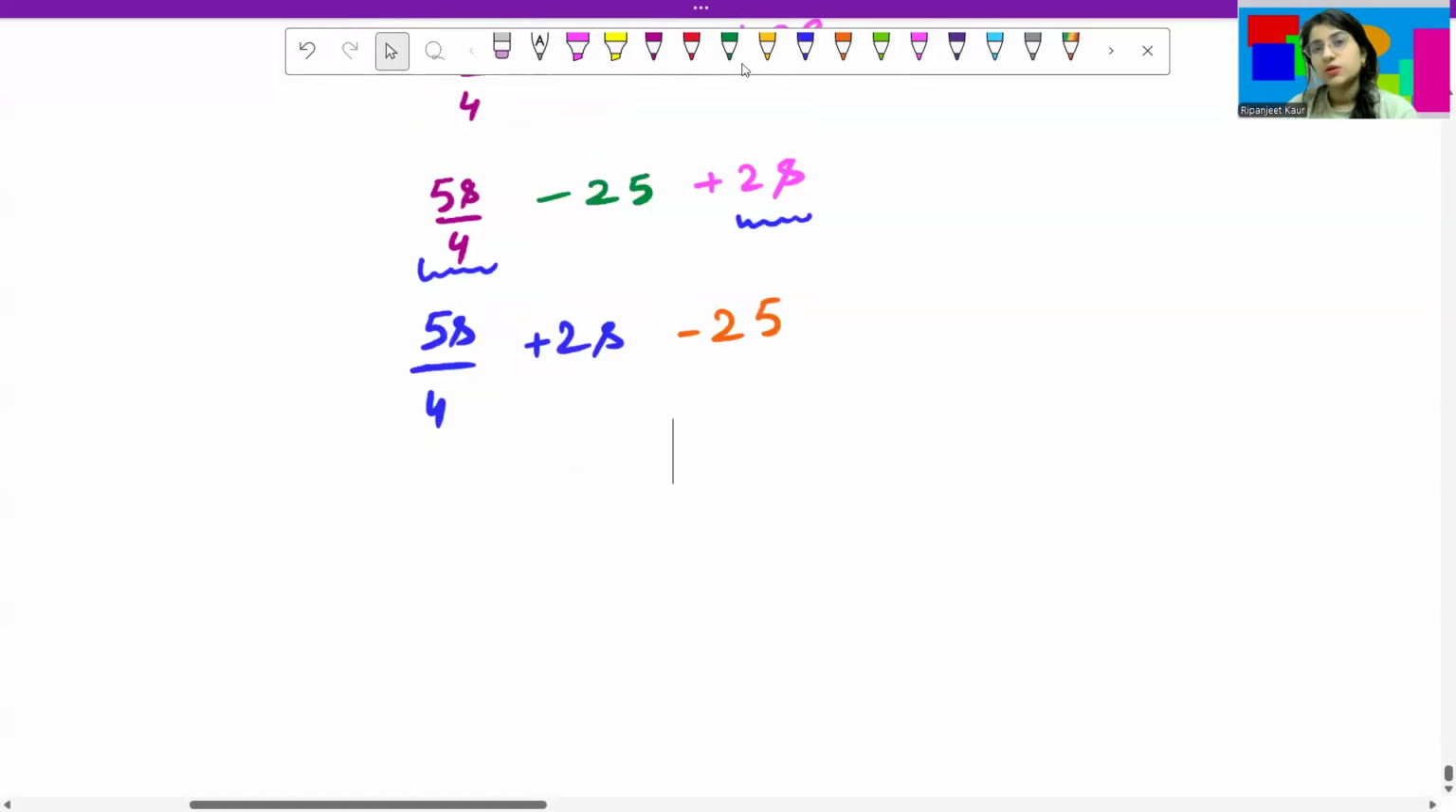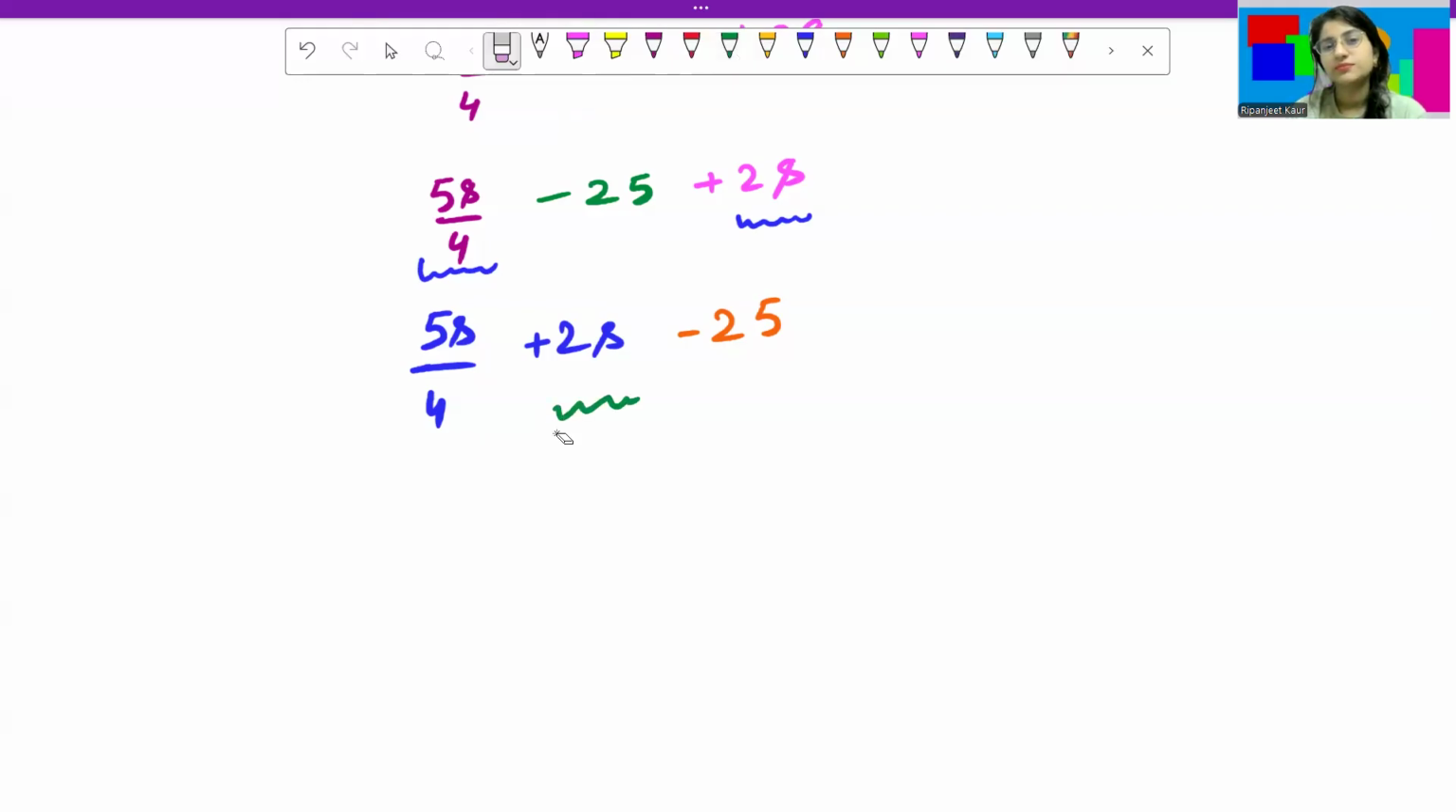So now look here. Can we combine them? Is the denominator the same? For this term and this term, is the denominator the same? No. What do we do? Multiply, so the denominator becomes the same. We multiply 4 over 4 here. And then that's 20 over 4.